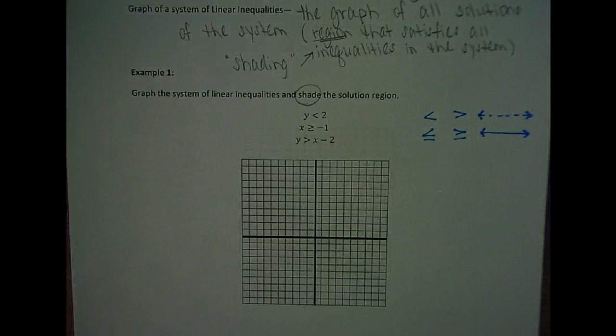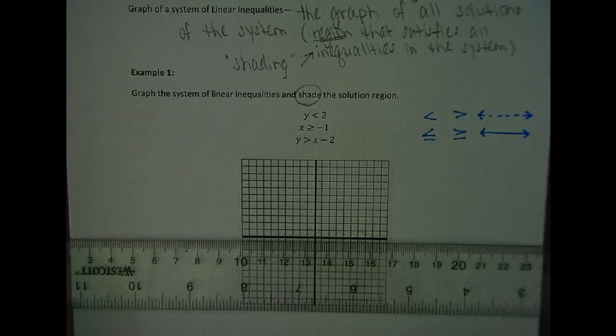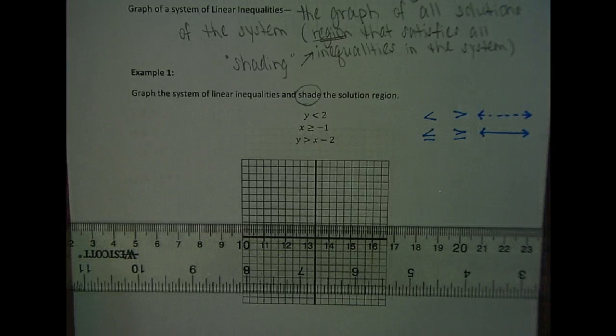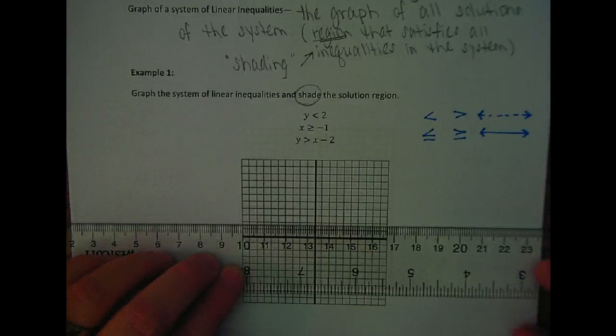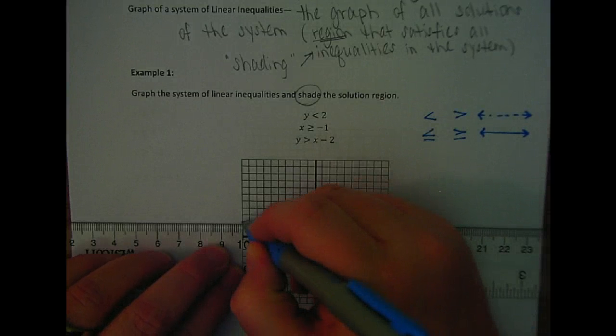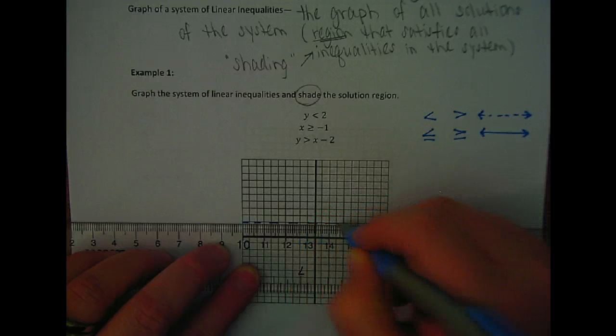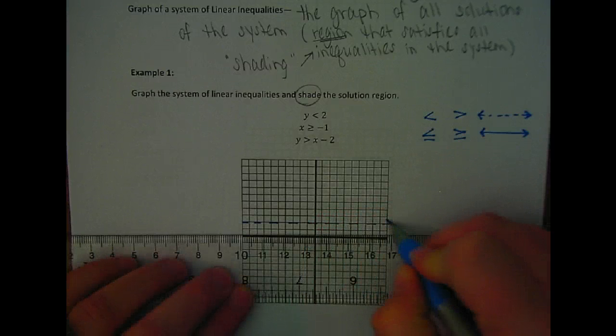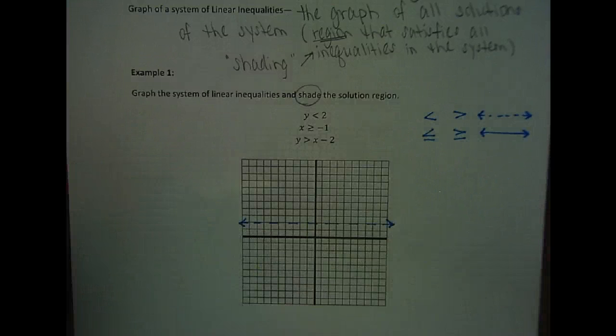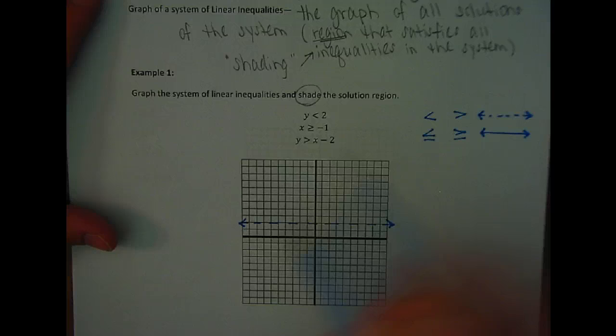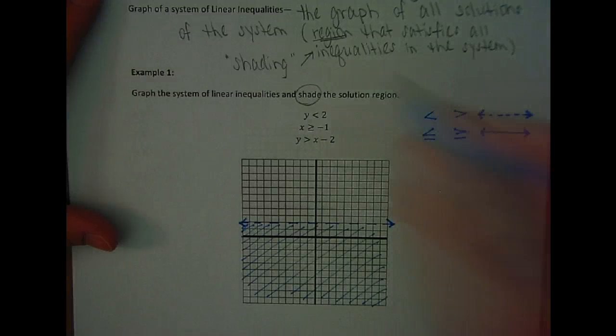Okay, so y is less than 2. We know that y equals 2 would be a horizontal line through 0, 2. So I'm going to go ahead and draw a dotted line here for y equals 2. And we are talking about less than 2, so we're talking about everything that is less than this line. So I'm going to shade that blue.